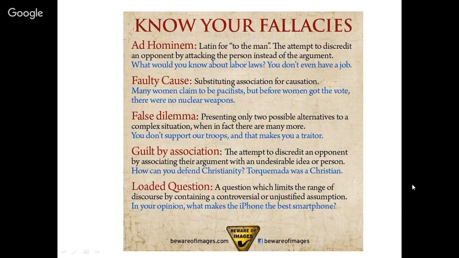So loaded question, a question which limits the range of discourse by containing a controversial or unjustified assumption. For example, "In your opinion, what makes the iPhone the best smartphone?" So the assumption is that the person who's being asked the question automatically thinks that the iPhone is the best smartphone. That's an assumption. And so we assume, at least in this case, that assumption is not valid. There was no argumentation or any kind of hint that this person believes the iPhone is, in fact, the best smartphone. So the question is loaded from the beginning.